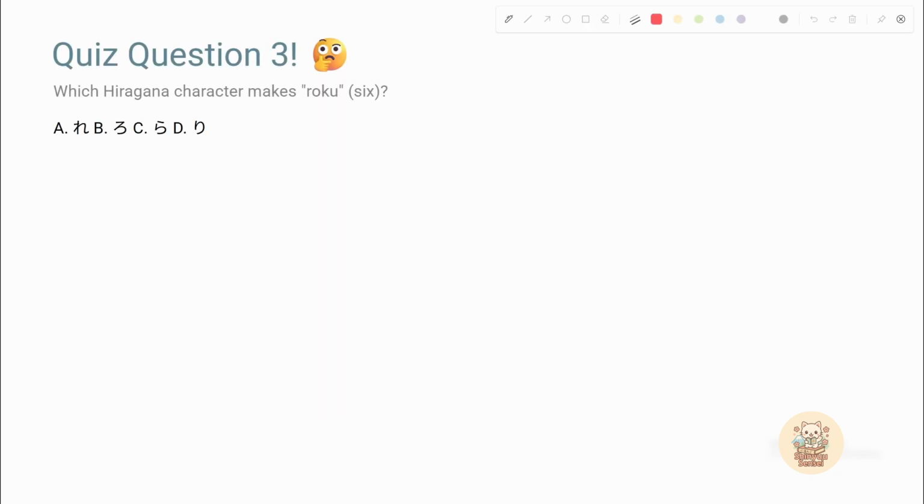Hi, minna-san, quiz no jikan desu. Which hiragana character is ra? Option C, ra. What is the Romaji for this character? Option C, ri. Which hiragana character makes roku? Option B, ro. Which hiragana character looks like a red ribbon? Option C, re.